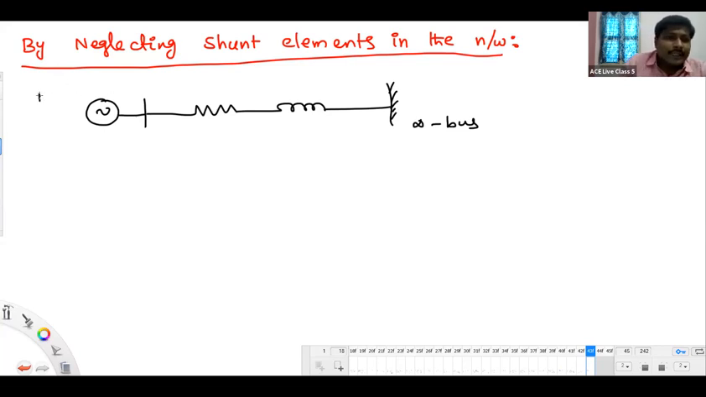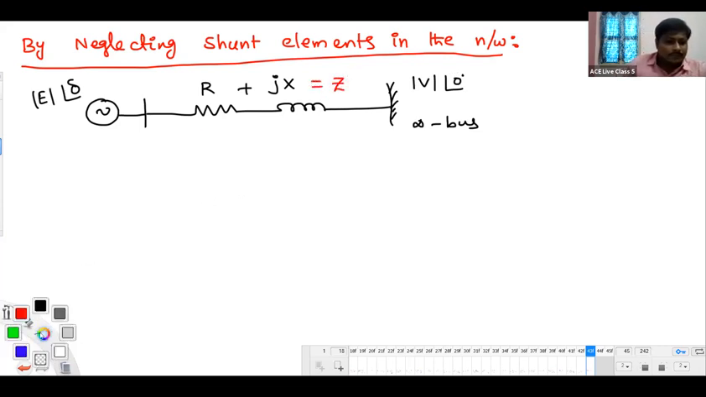See, this generator voltage I am showing as mod E at angle delta. Don't bother about the internal reactance of the generator here. The internal reactance of the generator was taken into this network only. I'm not writing XD separately; that XD was taken into this reactance already. So this is the R plus JX form, and the infinite bus voltage is mod V at angle 0. And this R plus JX is the series impedance of the network.